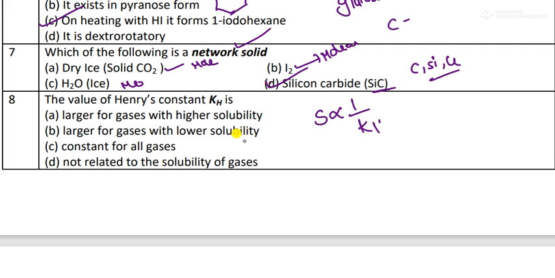Remember here, consider that both belong to the same group: carbon, silicon, germanium, like that. So this forms a network solid only.